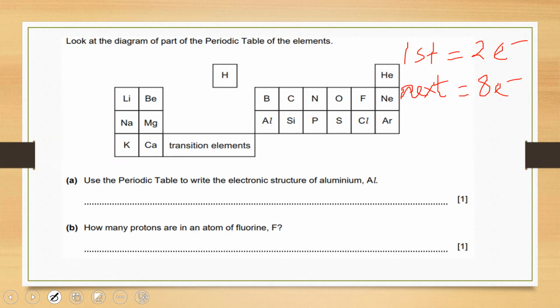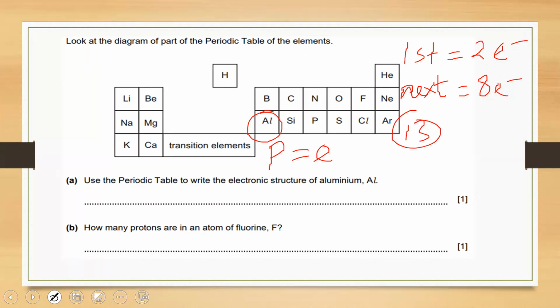The next thing we need to consider is to look at aluminium. Proton number is the same thing as the number of electrons. Remember that the electron is negatively charged. So proton number is the same as number of electrons for an atom. In that case, if I look at the periodic table, the atomic number of aluminium is 13.